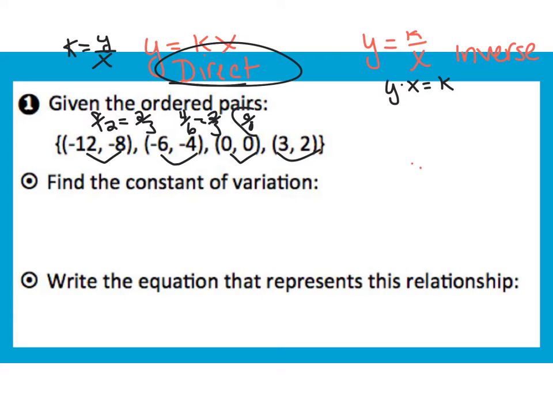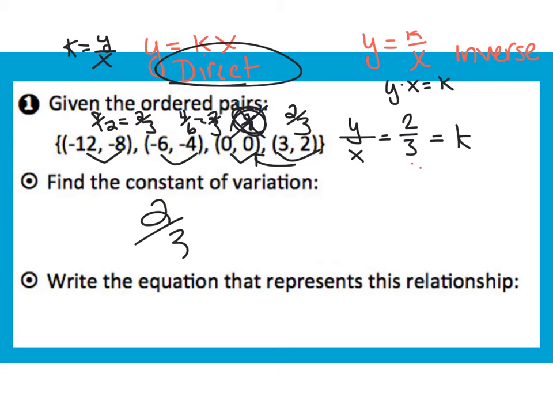0 over 0, don't freak out, okay? 0 divided by 0 is undefined in mathematics, but if 0, 0 is there, that's a really good sign that this is direct variation because it's got to go through the origin. And then 2 divided by 3, yep, there it is. So y over x every single time produces 2/3, so that's our constant of variation. Okay, so I have answered the first one. Write the equation that represents it. Well, it's always y equals k times x, so y equals 2/3 times x is my equation.